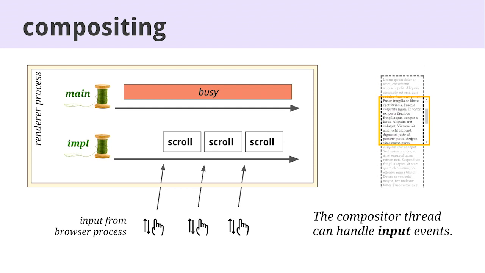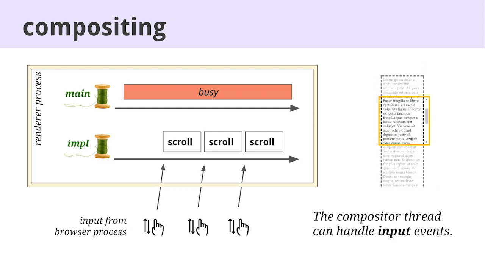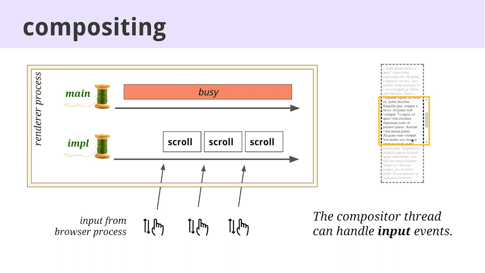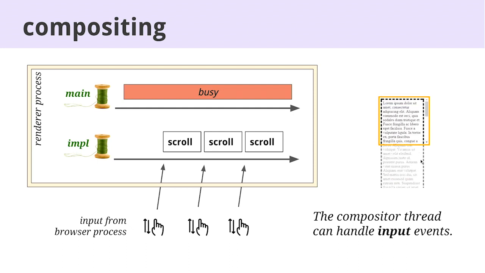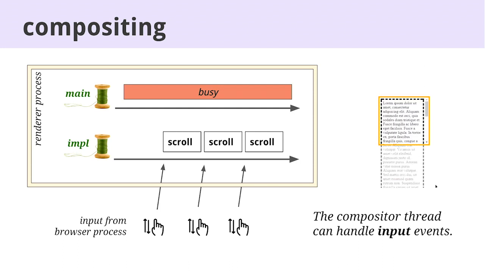So the browser process gets input from the operating system that the user has moved their finger on the touch screen, and it forwards that into the renderer, where the compositor thread gets the first crack at handling it. And if it's just scrolling a composited layer, then the compositor can do that without even talking to the main thread. But in more complicated situations, the compositor might say, no, I can't handle that. Let's forward it to the main thread. And it goes into the main thread's message queue for whenever it gets around to it.